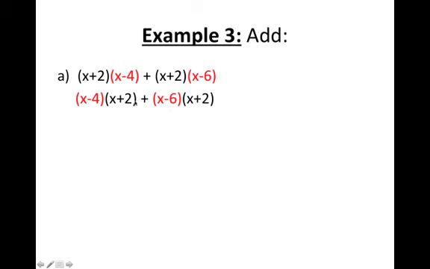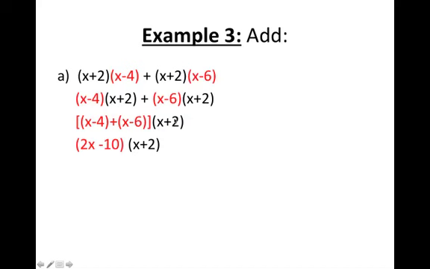We can factor out the x plus 2's and in brackets do x minus 4 plus x minus 6 because that's how many x plus 2's I have. So in brackets, I'm going to do x minus 4 plus x, because I have a plus right here, that's where that plus comes from, x minus 6, and then here's the x plus 2 factored out.